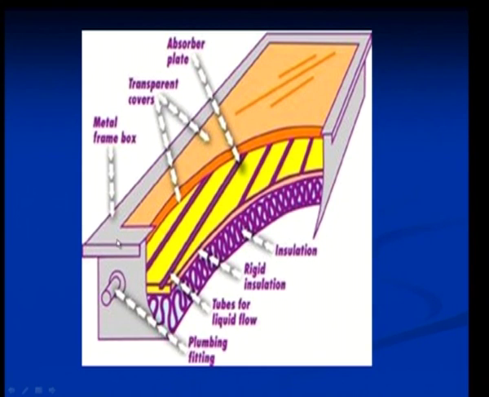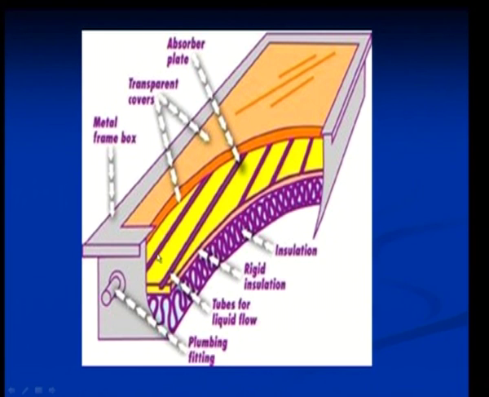Let us look into the details of this picture. Basically, the solar collector has a metal frame box outside. This is followed by the transparent covers, the plastic sheet or the transparent glass plates, to avoid the dissipation of heat and to concentrate the solar energy that is falling on this sheet towards inside of this structure. Then just below the transparent covers, you have the absorbing layer or the absorbing plate. In the absorbing layer, the heat is getting actually absorbed.